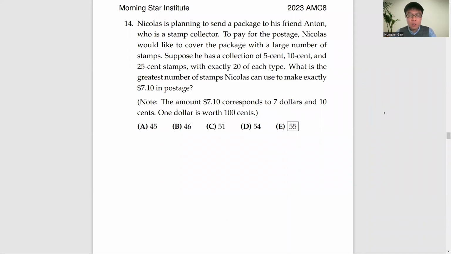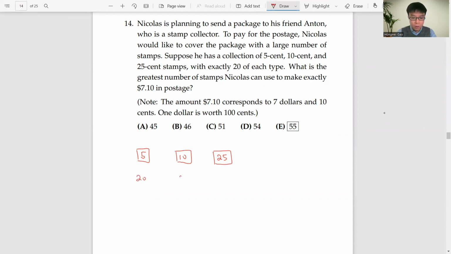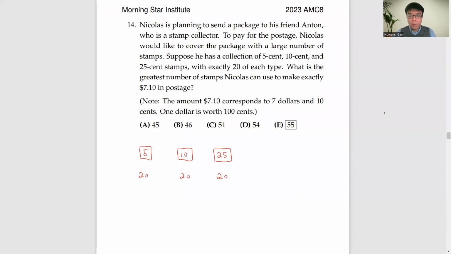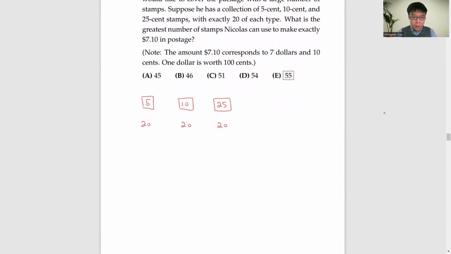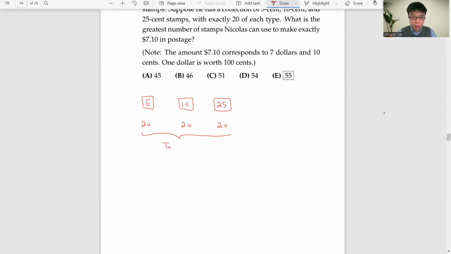Question 14. In this problem, there are 3 types of stamps with values 5 cents, 10 cents, and 25 cents. There are 20 stamps for each value. It's 20, 20, 20. The question is, what's the greatest number of stamps we can use to make exactly $7.10? In other words, 710 cents. We see that the total value of the stamps is equal to 800 cents.